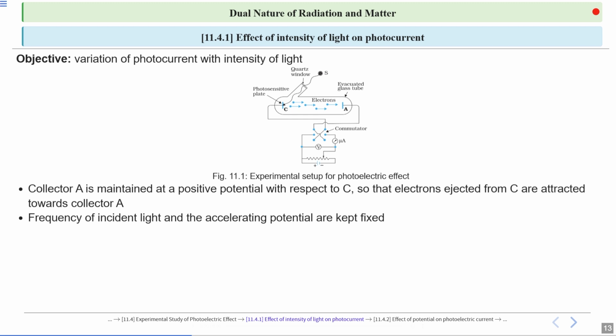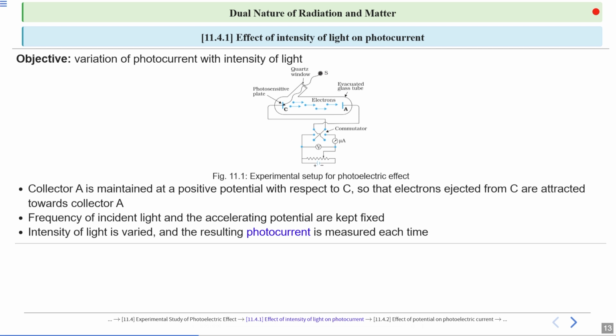We keep two things constant, the frequency of the light and the accelerating potential between A and C. Frequency is the energy of light, and the accelerating potential is the voltage difference that pulls electrons from C to A. By holding this steady, we make sure that any changes we see in the photocurrent are only due to changes in light's intensity, not from other factors.